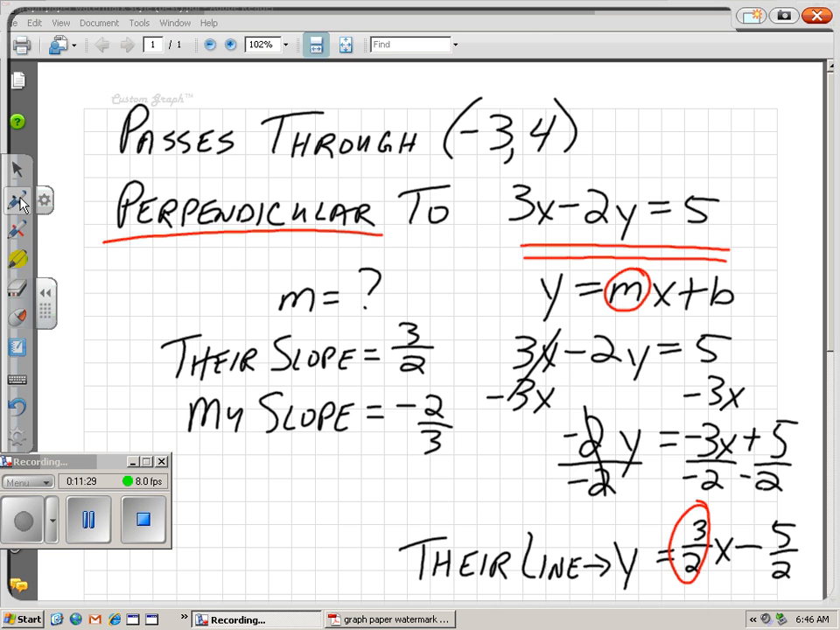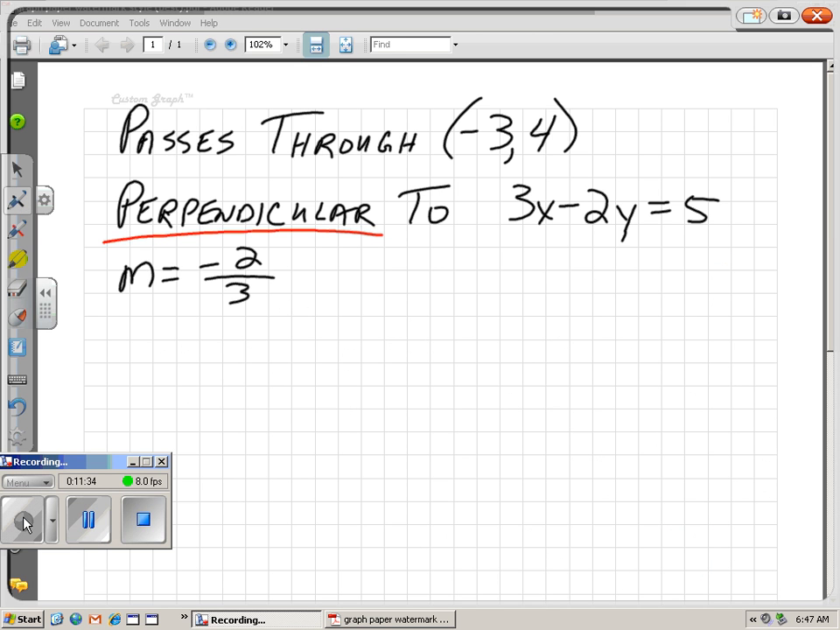Okay, let me clean off the board here and get some room. So far we know my slope. All right, got some room to work now. All right, we did all that. We put their equation in slope-intercept form. We figured out what their slope was, and that told me what my slope is. So my slope is negative 2/3.